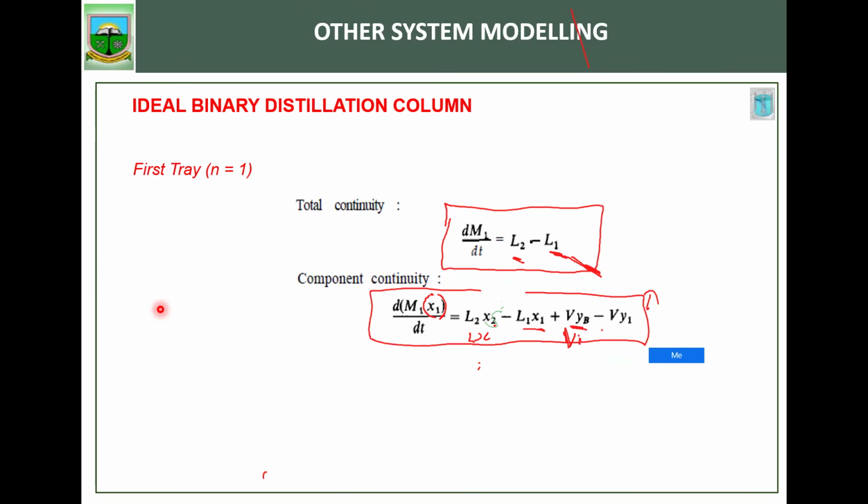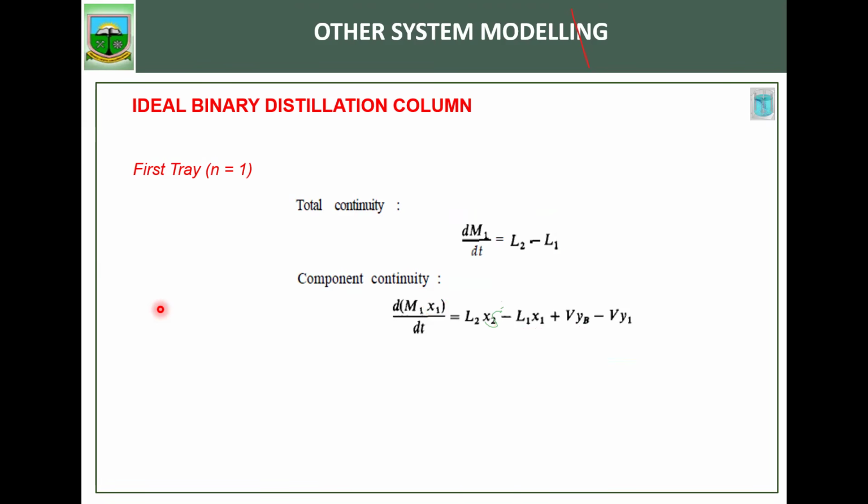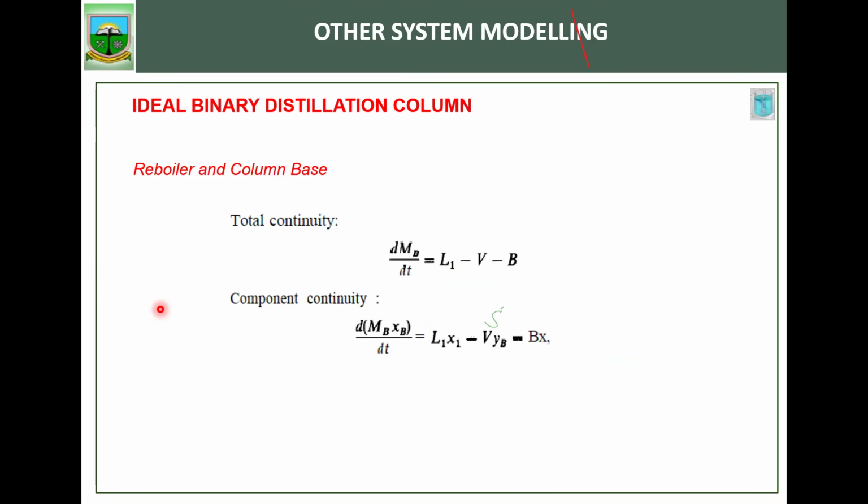Then if you do this, the last thing, write the continuity for the, what's the name? The reboiler. So for the reboiler, you have the liquid that is leaving the first tray. It's this one. You get it? Minus two things are leaving the reboiler. One is the heavy component, and this is the vapor that comes. So the liquid coming into the reboiler, that's the input, minus the output vapor.